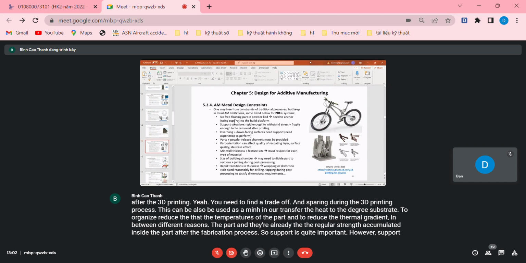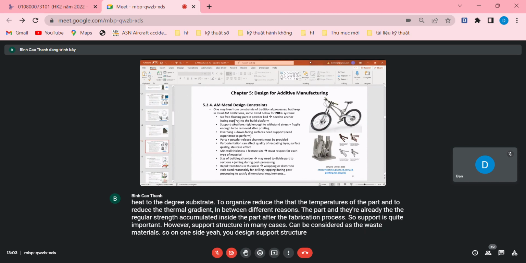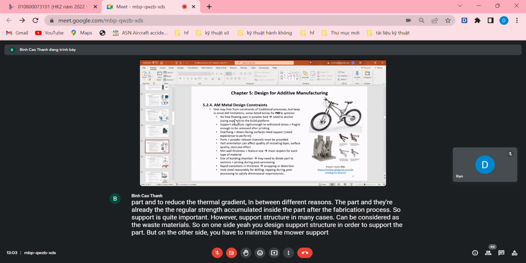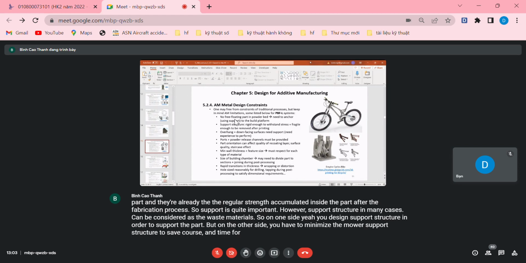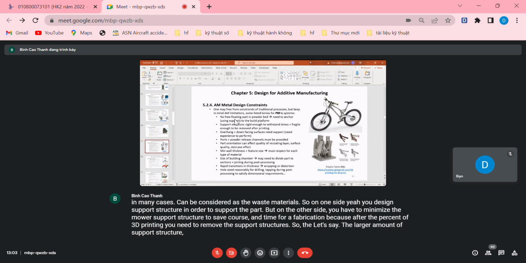However, support structure in many cases can be considered waste material. On one side, you design the support structure in order to support the part. But on the other side, you have to minimize the amount of support structure to save cost and time for fabrication, because after 3D printing you need to remove the support structures. The larger the amount of support structure, the longer the time you need to post-machine the part to remove these support structures.